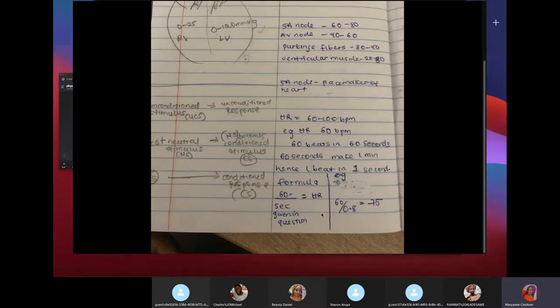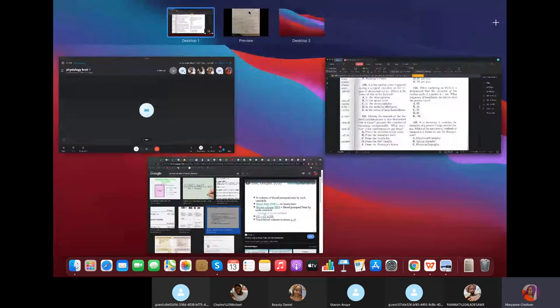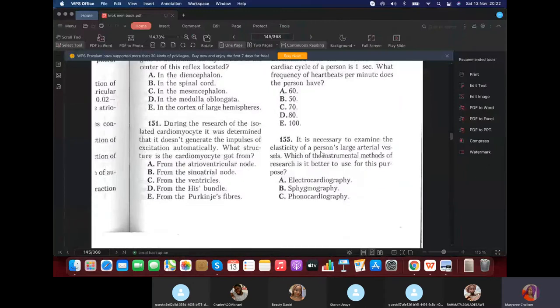So they told you here, 60 divided by the seconds given in the question, which is 1, equals 60. So we got the heartbeat. You get it? Assuming it was 0.8, it would be 60 divided by 0.8, which equals 75 beats per minute.